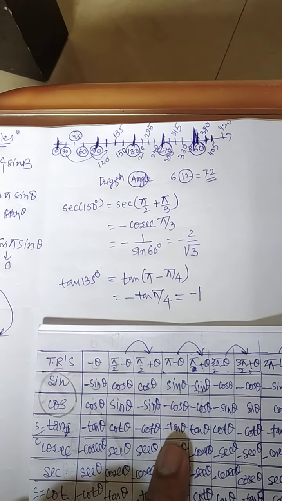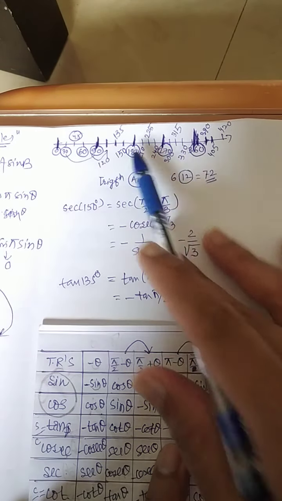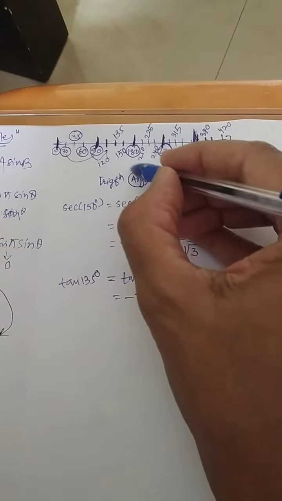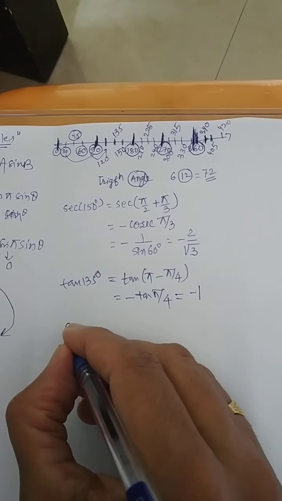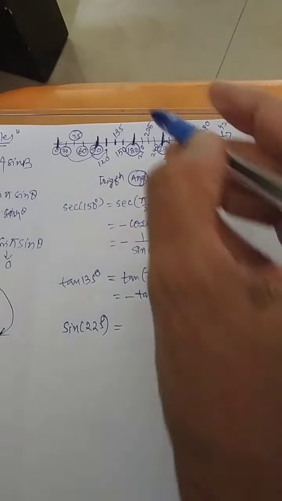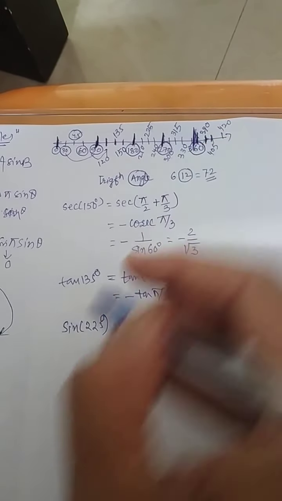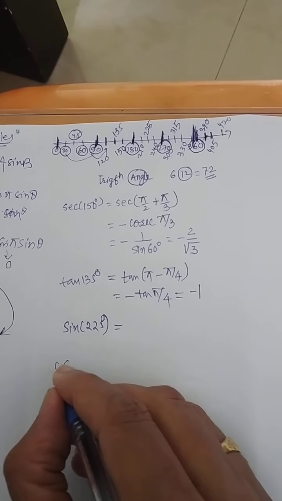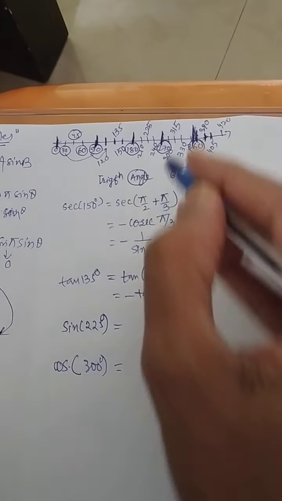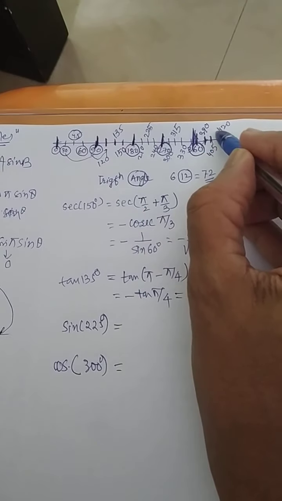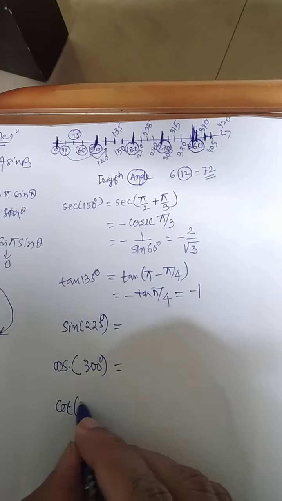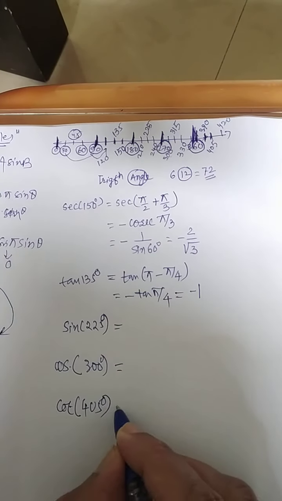Similarly, I am just putting up one question from each segment. You can find out the questions from this segment: sine of 225. Sine of 225. Now cos of 300. Cos of 300. Coming over here, cot of 405. Cot of 405. Just get this answer.